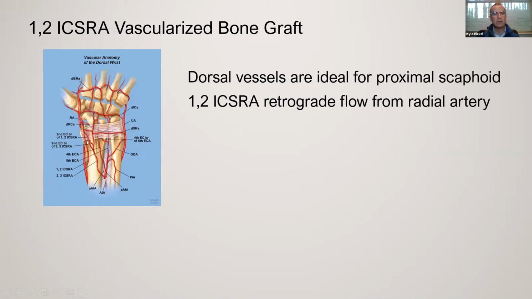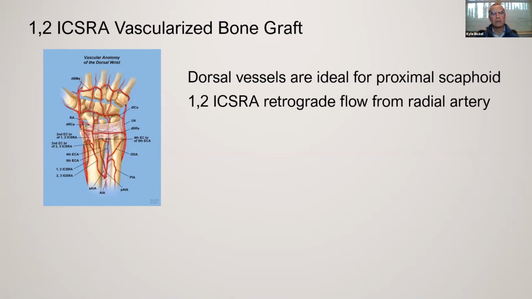And in this case, I chose the 1-2 ICSRA, which sits directly on top of the retinaculum between the first and the second extensor compartments. It's a very small vessel, but it's very predictable. And that has a reach which allows it to get to the proximal pole, but it's really not very practical when you go to the middle third or the distal third. And I'll show you some other options for that.